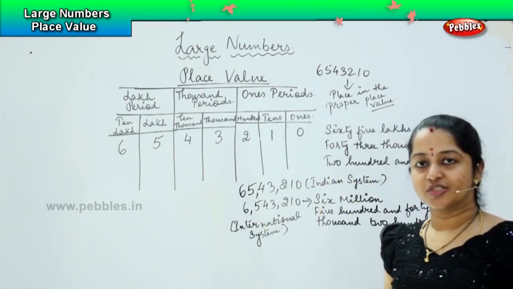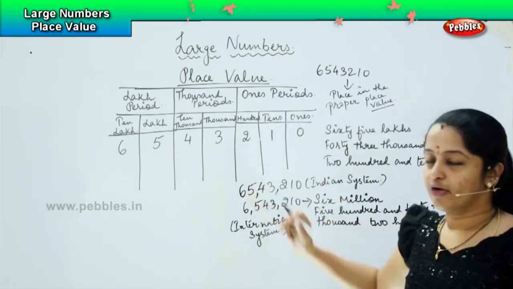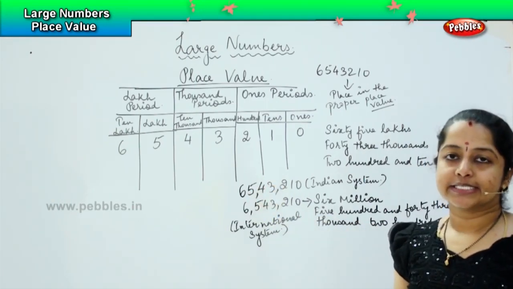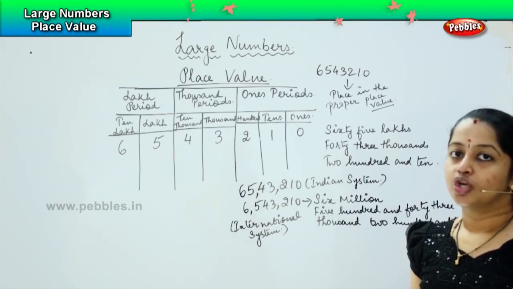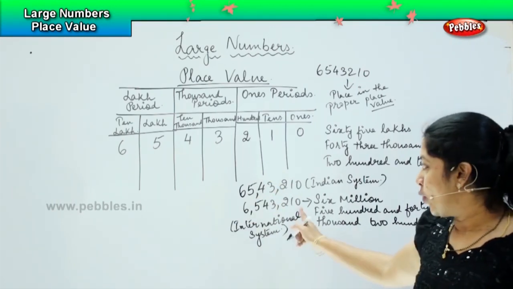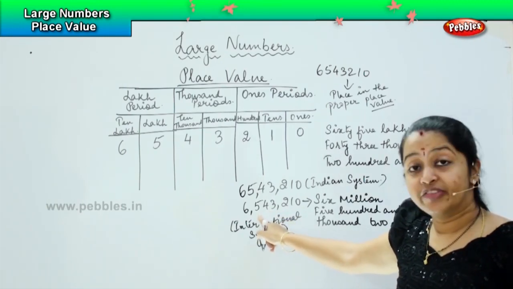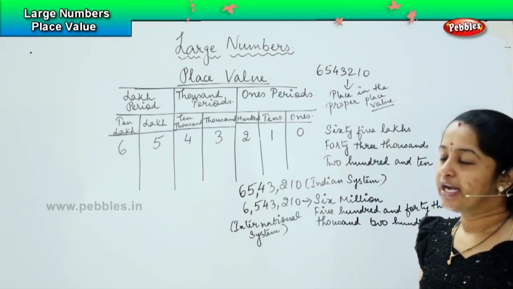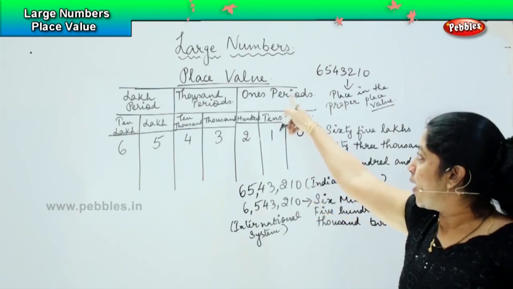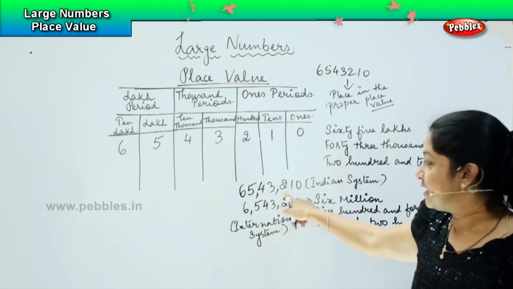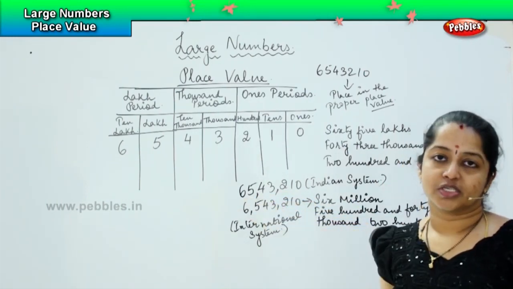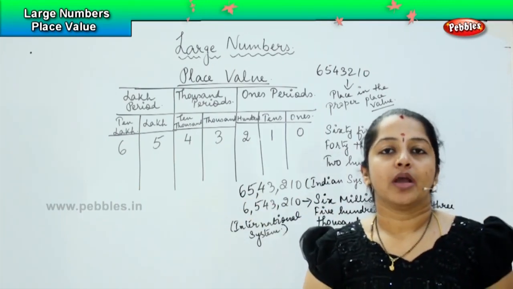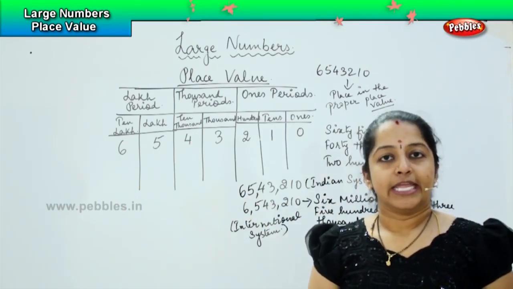So are you clear with the terms, children? It is just on the basis of the comma alone that we are identifying whether the given number is in the Indian system or the international system. What you have to keep in mind is, whenever you see a comma after every 3 digits, it is clear that it is an international system. Because in the Indian system, only for the ones period we have 3 digits. After that, it is followed by only 2 digits. Clear? So based on these concepts, now we are going to solve our sums in this unit.